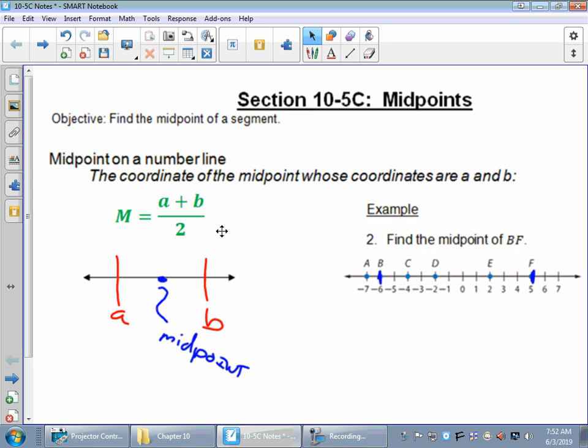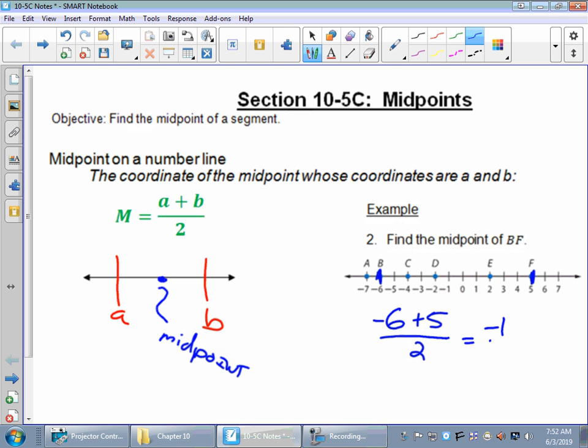So your B value, like we said right here, was -6. So you're going to take that. And your F value over here was a 5. So here you're going to add it to 5. -6 plus 5 divided by 2. And when we add that up, -6 plus 5 is -1. And then divide that by 2 is -1/2. So your midpoint would be at -1/2, right in here would be your midpoint. Okay? And that's easy enough on the number line.